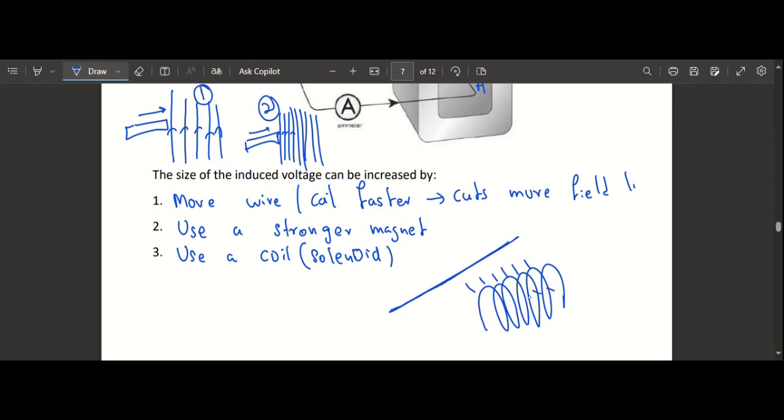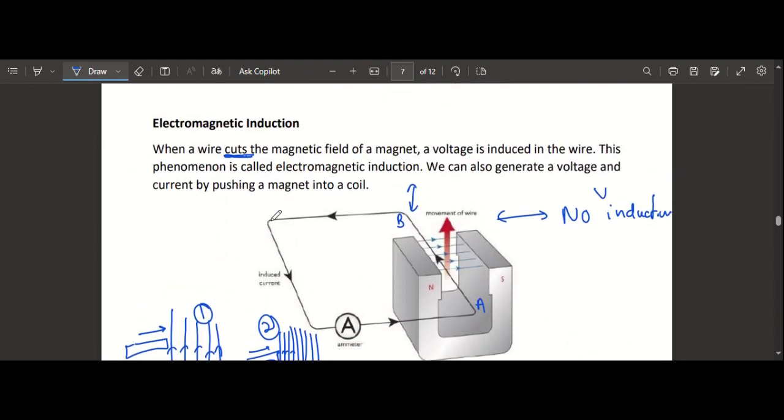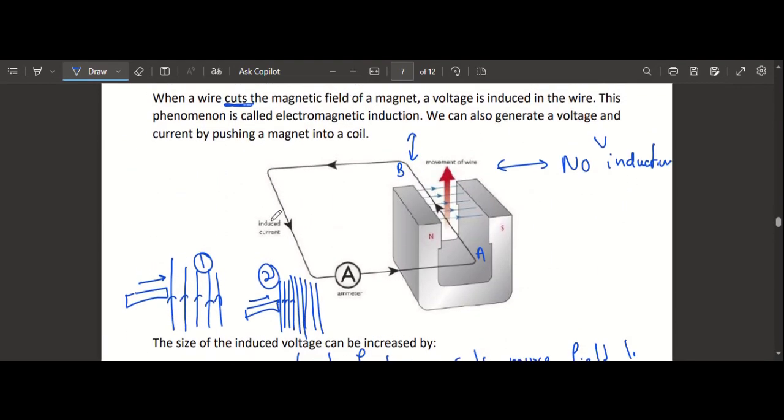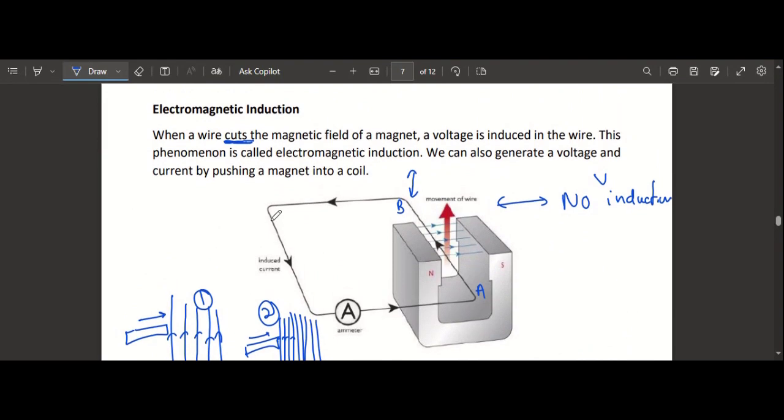So there will be more voltage induced because of that, right? Okay, so I hope it is clear. Just keep this in mind: whenever a wire or a conductor cuts the magnetic field lines, there will be a voltage induced.